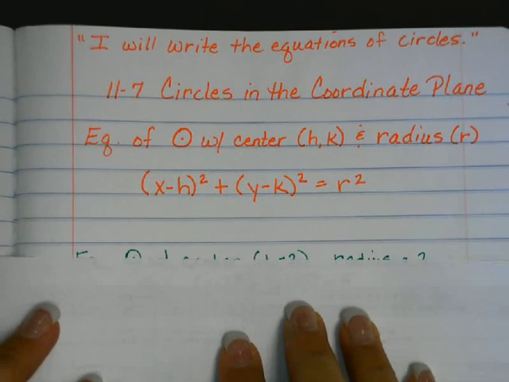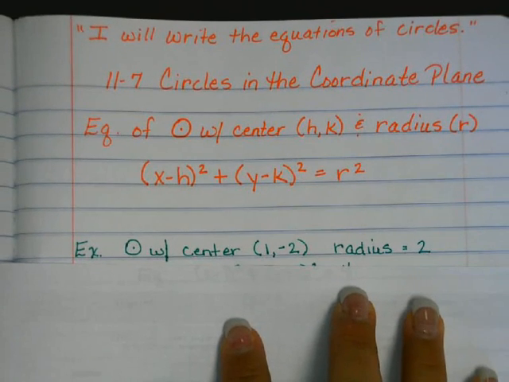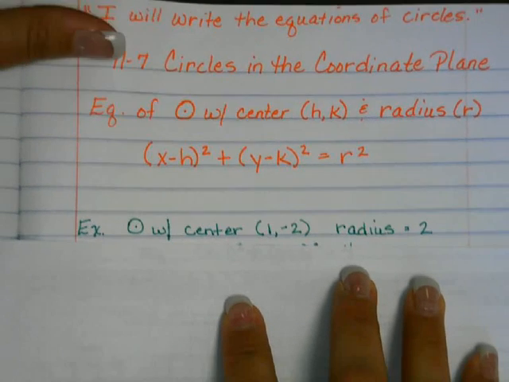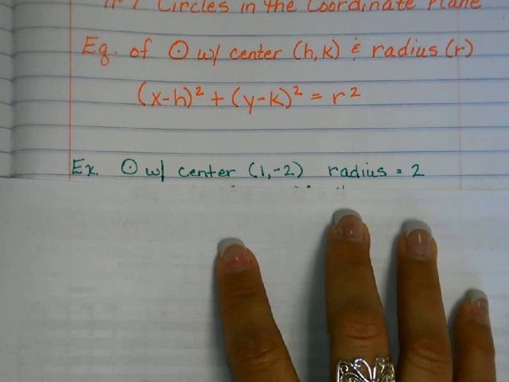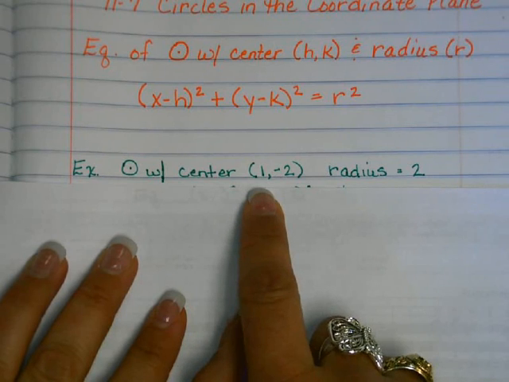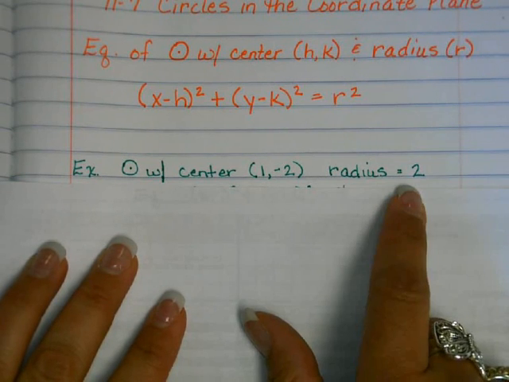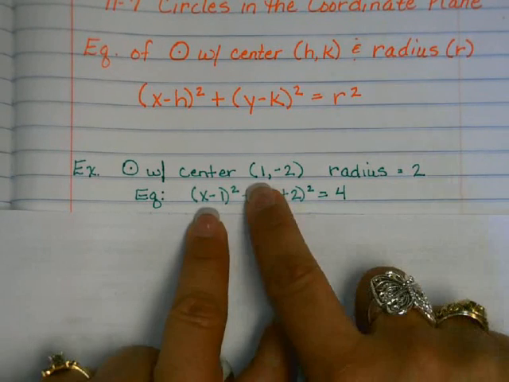Okay, so let's see if we can start here. And of course, if you ever need to pause me and write some stuff down, you're always welcome to do that, as well as go back and listen to it one more time. So our example here says that we have a circle with a center at (1, −2) and a radius of 2. Okay, so when we plug it in, we're going to do x minus 1.